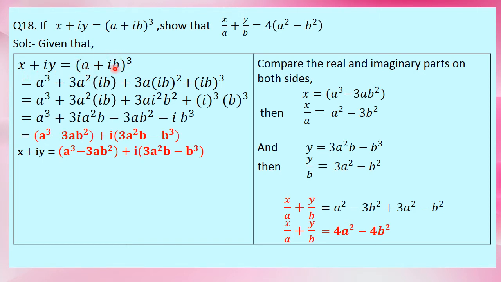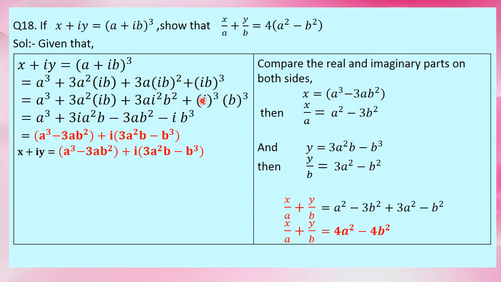That is a cube plus 3a square b. But here in place of b we have ib. So 3a square ib plus 3ab square, that is 3 into a into (ib) the whole square, plus b cube means (ib) the whole cube. So a cube plus 3a square into ib plus 3a i square b square. We can write the exponent separately for i and b, plus i cube into b cube.